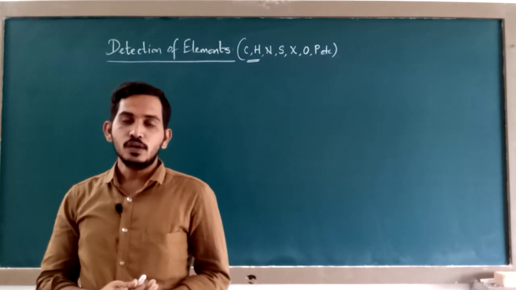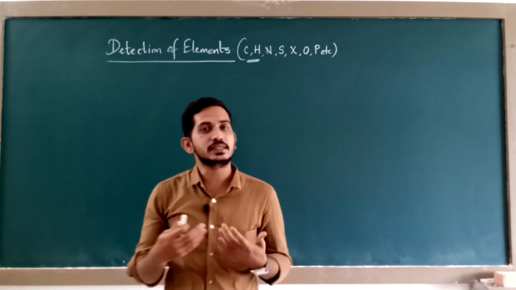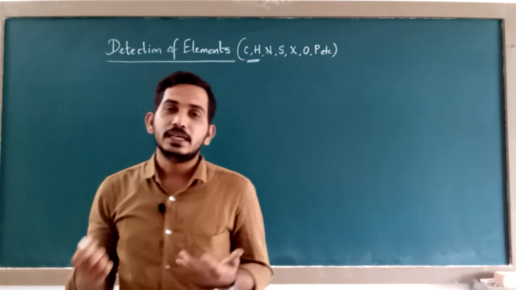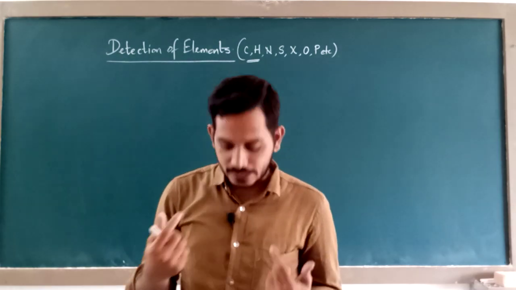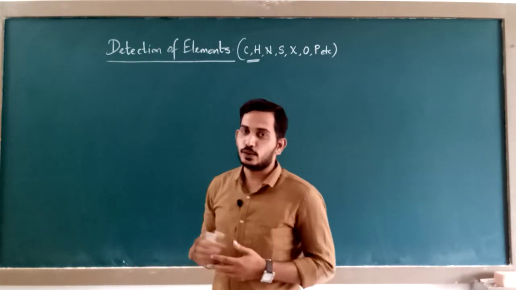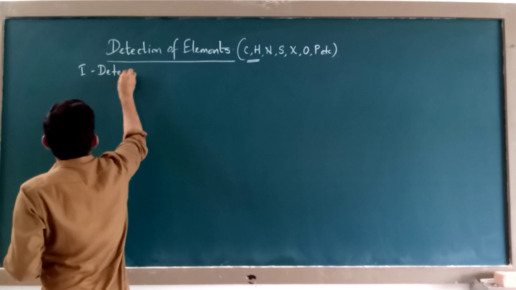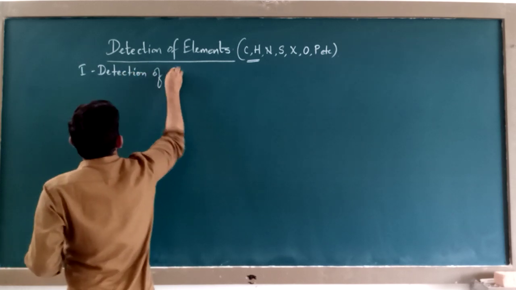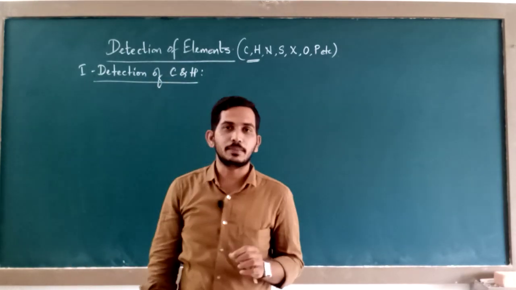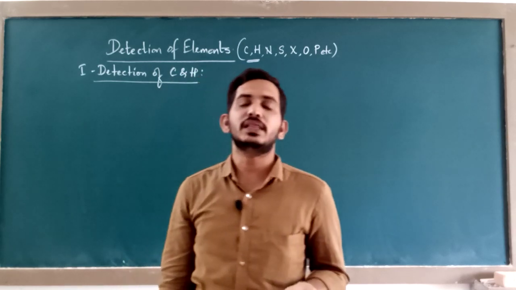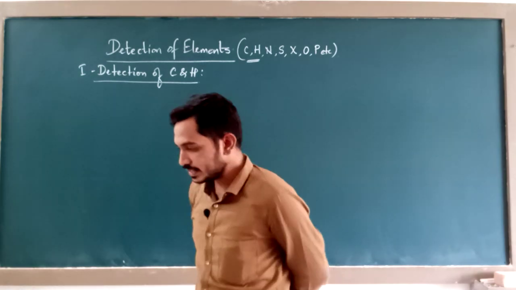So when I say you need to detect elements, how do you detect? There are various tests for different elements. Each element can be identified for its presence by a number of tests. So let us begin first with carbon and hydrogen. The first is detection of carbon and hydrogen. Carbon and hydrogen both are detected by one method, which means a single method is used to identify the presence of carbon and hydrogen. How is it detected?